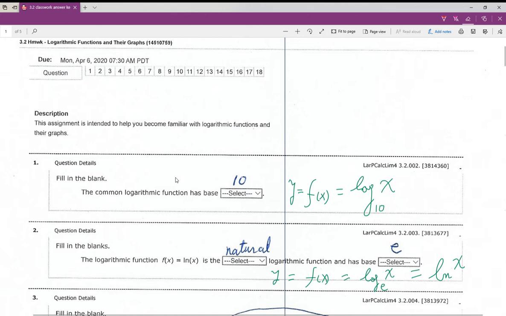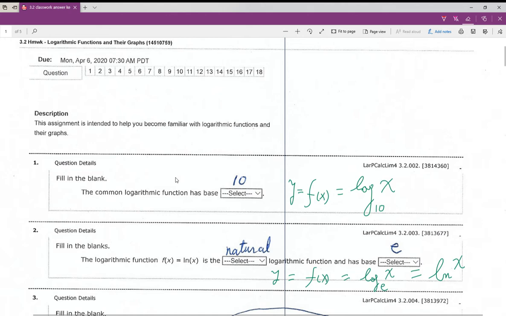Now 3.2 again is still easy. This is a review from Algebra 2. Question 1. Common logarithmic function has base 10. If you have base 10, we have the common base. Number 2, if you have a base e, then you have a natural base.